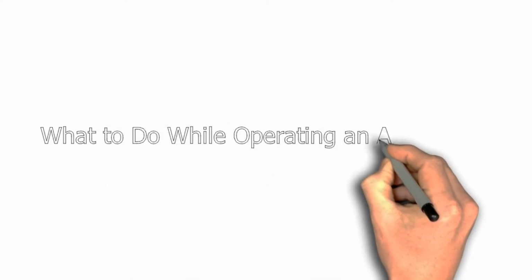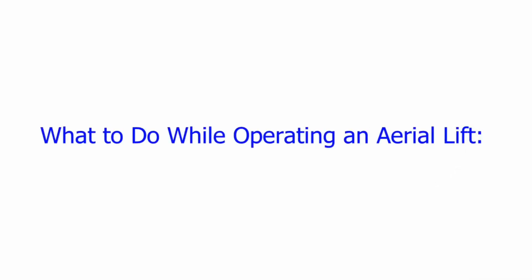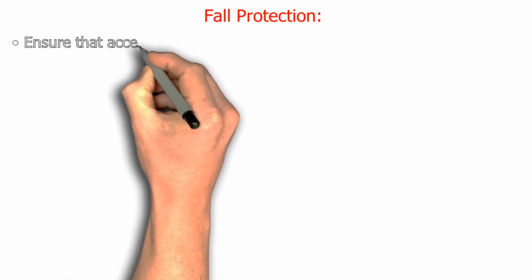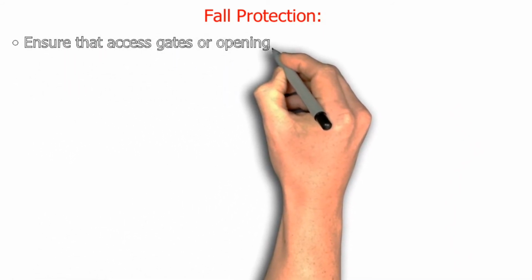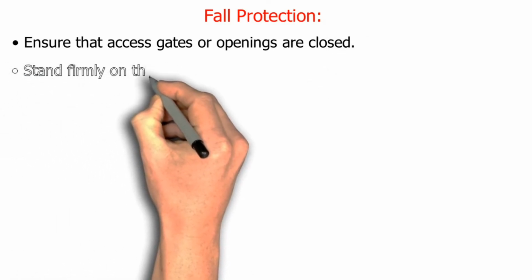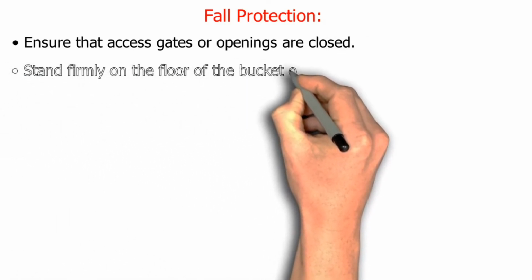What to do while operating an aerial lift. Full protection. Ensure that access gates or openings are closed. Stand firmly on the floor of the bucket or lift platform.